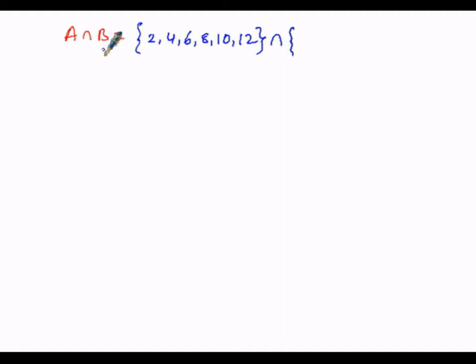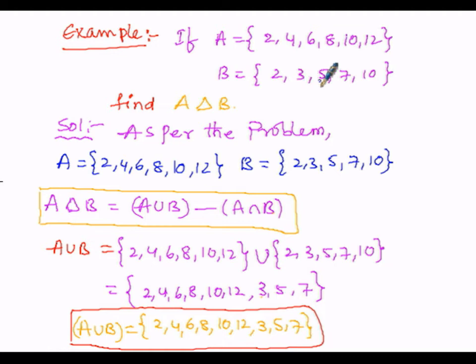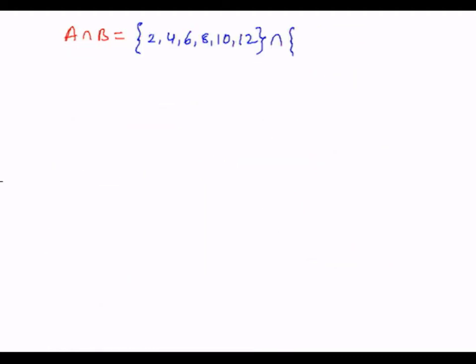Intersection with set B. As per the problem, set B elements are 2, 3, 5, 7 and 10. In order to find the intersection of these two sets, we have to write only the elements which are common to both sets. That will give us the set A intersection B.